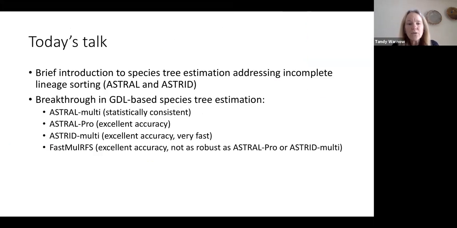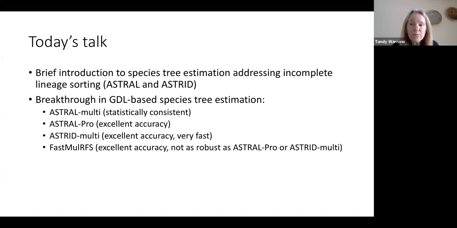So today's talk will be a brief introduction to how to do species tree estimation when you have incomplete lineage sorting. I'll be focusing on 2 methods, one which is pretty well known, called Astral, and the other one which is not very well known at all, called Astrid. And then I will talk about a sequence of breakthroughs in the last 1.5 years for species tree estimation in the presence of gene duplication and loss. The first breakthrough was a proof that Astral Multi, which is a version of Astral designed for multiple individuals, is statistically consistent for GDL. Now, remember, Astral only deals with incomplete lineage sorting.